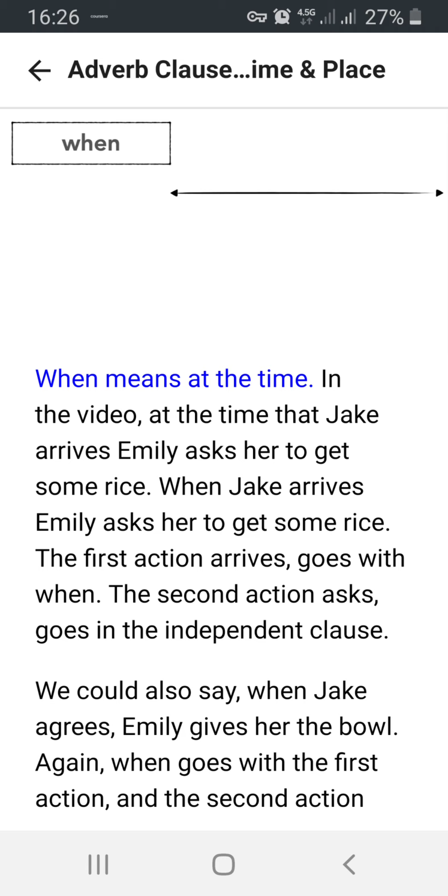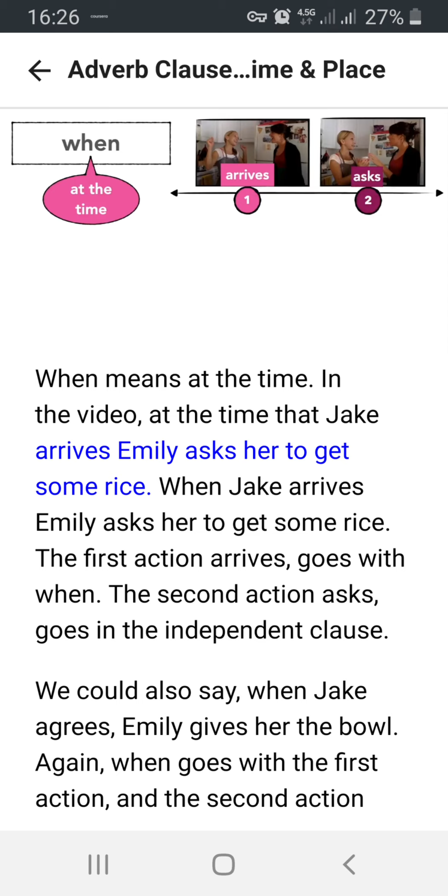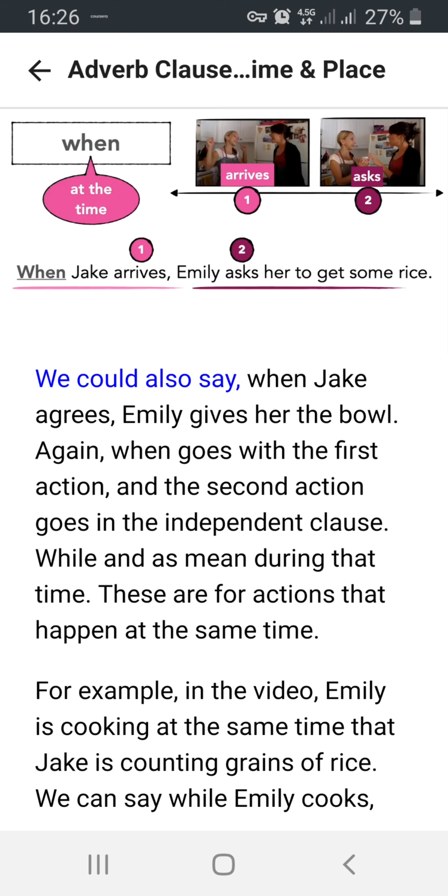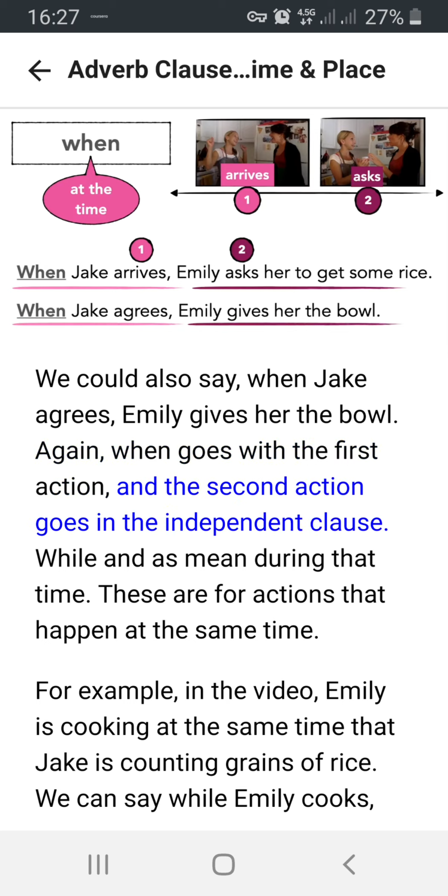When means at the time. In the video, at the time that Jake arrives, Emily asks her to get some rice. When Jake arrives, Emily asks her to get some rice. The first action, arrives, goes with when. And the second action, asks, goes in the independent clause. We could also say, when Jake agrees, Emily gives her the bowl. Again, when goes with the first action, and the second action goes in the independent clause.